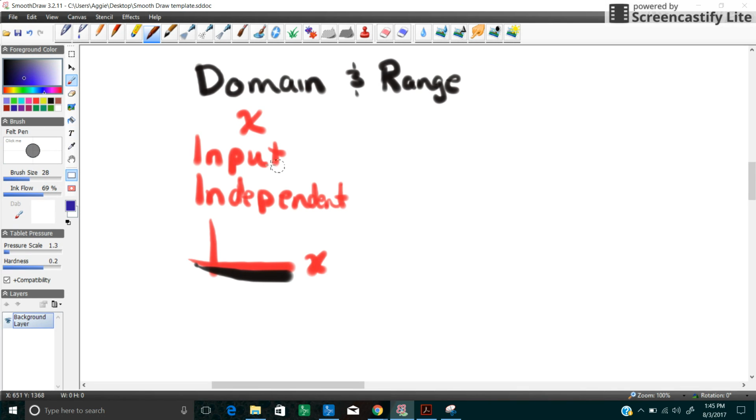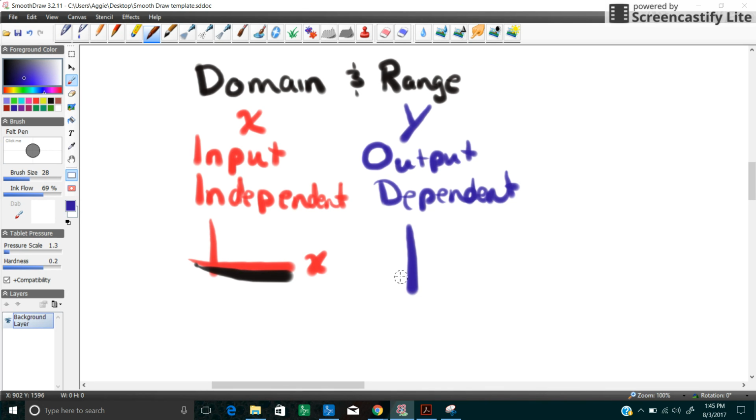Similarly, we had our range, which was the opposite, the y values. Okay, and everything is the opposite of a domain. So instead of the input, this would be the output. Instead of independent, this would be the dependent variable. And on our graph, this is the part that goes up and down. So this is the vertical portion of the graph, also known as the y-axis.